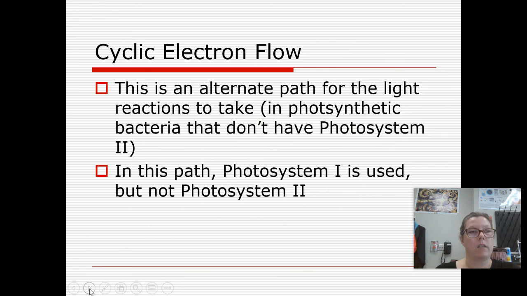One other thing I forgot to mention to you here, just as a point of interest. I don't know that the College Board is going to necessarily mention this, but just so that you understand that there are some adaptations that organisms can make. There is an alternate path that electrons can take, and it's called cyclic electron flow. And this is because some organisms, certain bacteria, don't have photosystem 2, and so they only have photosystem 1.